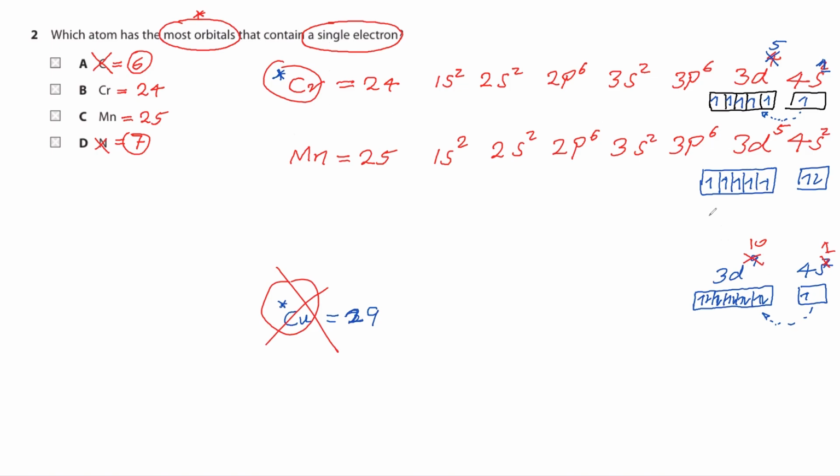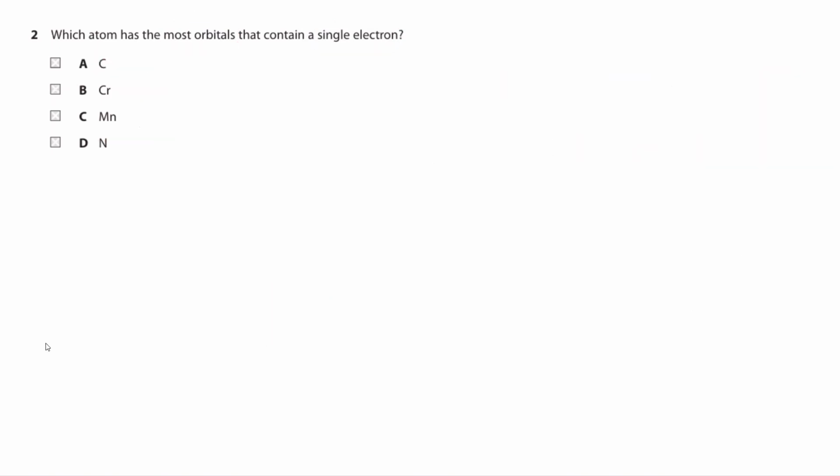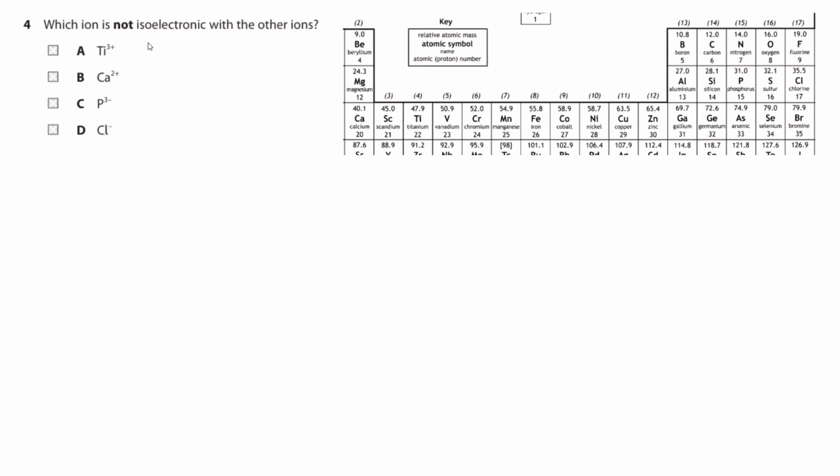I can clearly see that manganese has only 5 orbitals with a single electron. But if you take chromium, it has this 5 plus 4s1, so altogether 6 orbitals. So therefore my answer for question number 2 is B. Let's move on to question number 3. Which ion is not isoelectronic with the other ions?